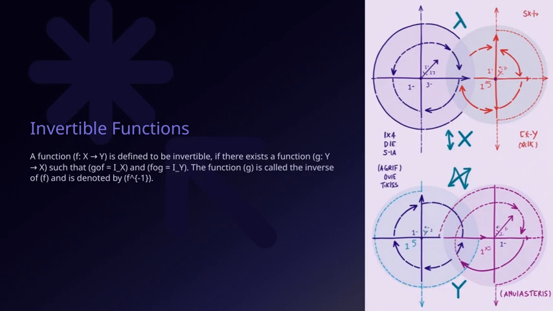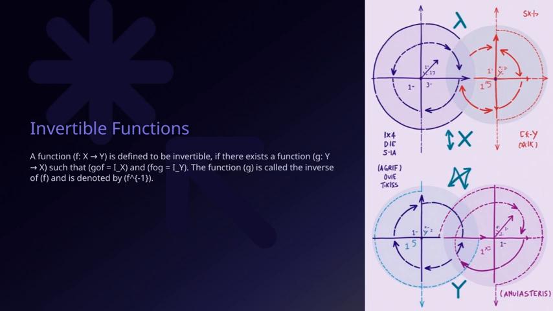Let's talk about invertible functions. A function, which we can write as f from X to Y, is considered invertible if there's another function, g from Y back to X, that essentially reverses what f does. More specifically, g composed with f, written as g∘f, should give us the identity function on X, meaning it takes any element in X and brings it right back to itself. Similarly, f composed with g, written as f∘g, should be the identity function on Y.